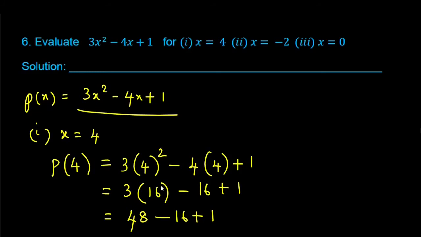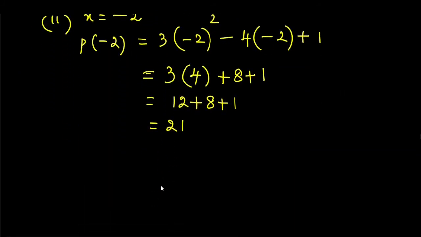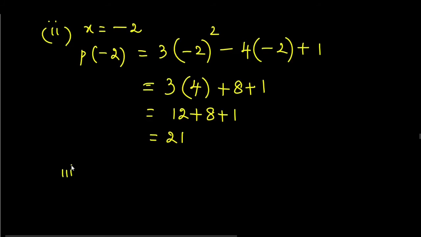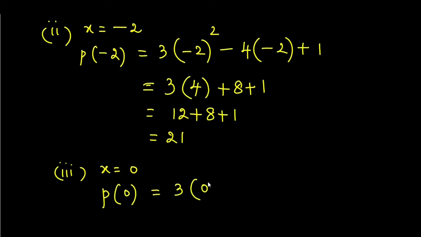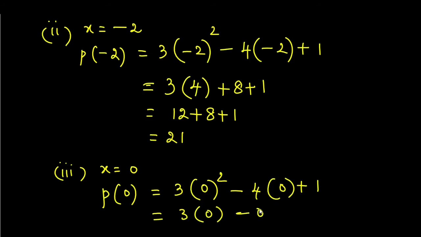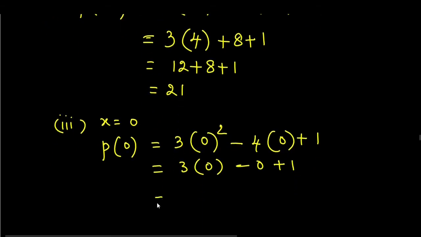Third one, at x equal to 0. P of 0 is equal to 3 into 0 square minus 4 into 0 plus 1. 0 square is 0, so 3 into 0 is 0, and 4 into 0 is 0. So minus 0 plus 1. This is 1.